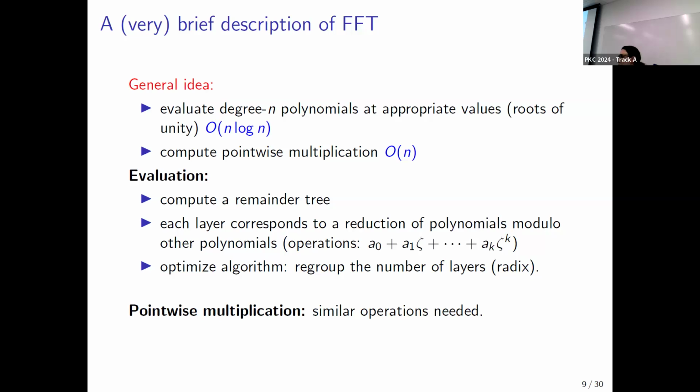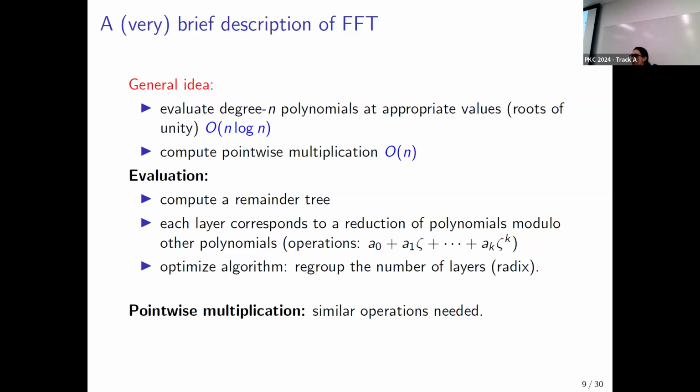So the general idea of FFT is we have two steps. We evaluate degree n polynomials at some roots of unity. And then once we're in this FFT domain, we're happy, we can do a component-wise, point-wise multiplication. So the evaluation, the first step, basically resembles a remainder tree. And again, it's a very hand-wavy description of FFT. But what matters is that at each layer of our tree, we're doing some reductions of some polynomials modulo other polynomials. And the operations that we have in a layer of a tree would be what is written in parentheses.